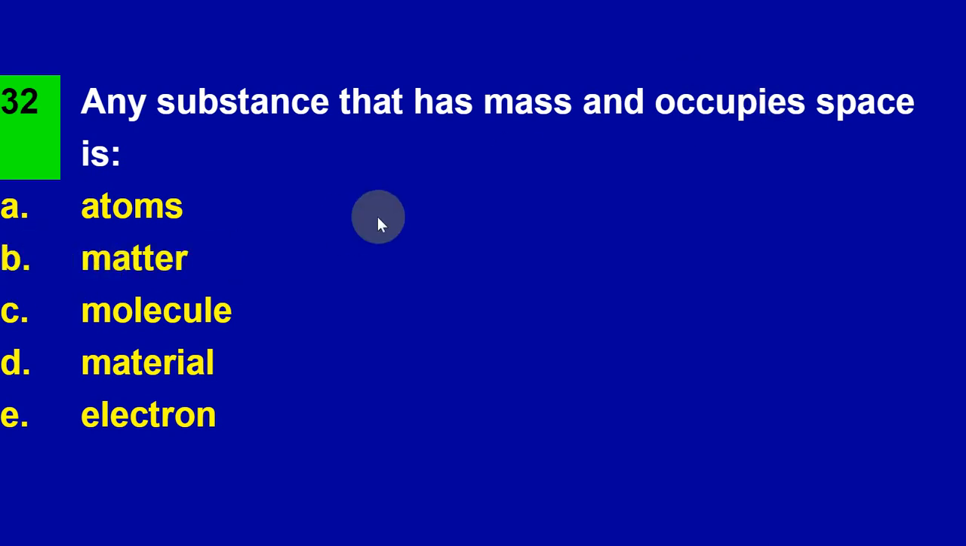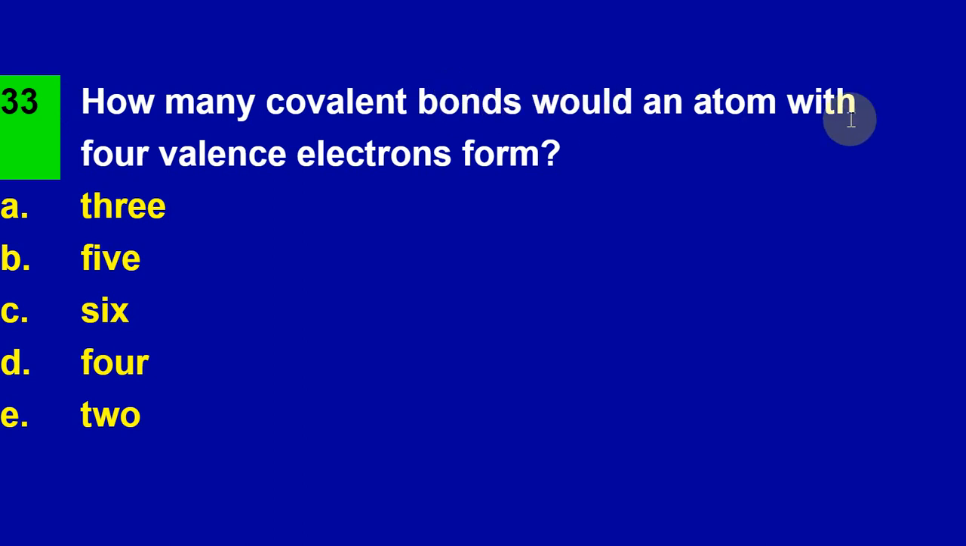Next. How many covalent bonds would an atom with 4 valence electrons form? Remember, you got 4 already. You need to get to 8, so 4 bonds, 4 covalent bonds to satisfy that octet rule. How many covalent bonds would an atom with 4 valence electrons form? We just did it. Boom. Next.